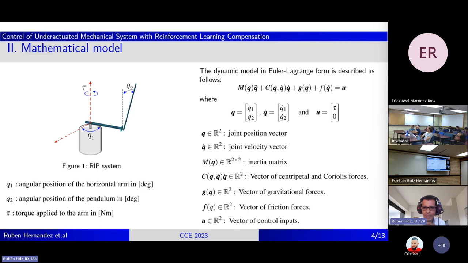In this slide, the mathematical model of the rotary inverted pendulum is described by the Euler-Lagrange equation 4. The states of the system are the position and the angular velocity of the horizontal arm and the pendulum, while the only input signal is the control signal applied to the horizontal arm.